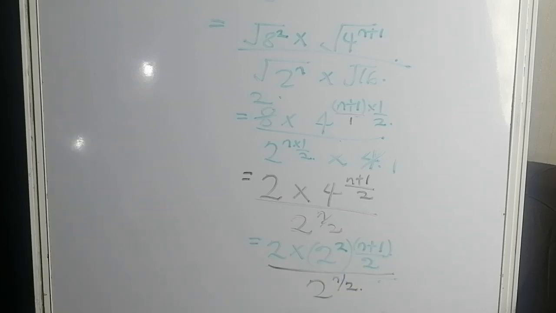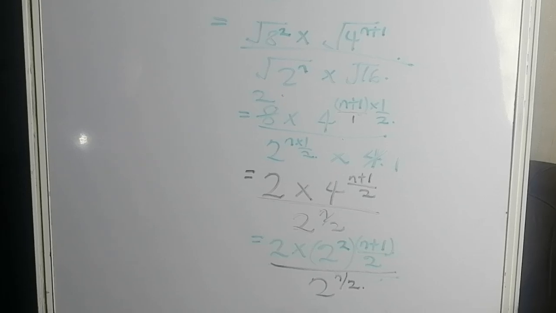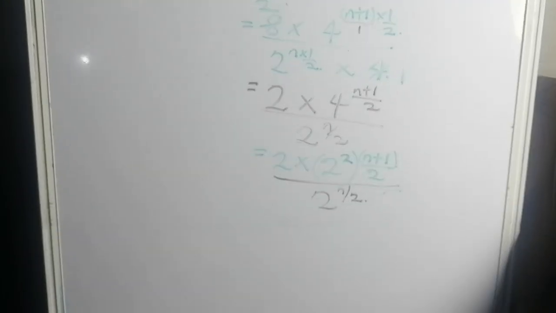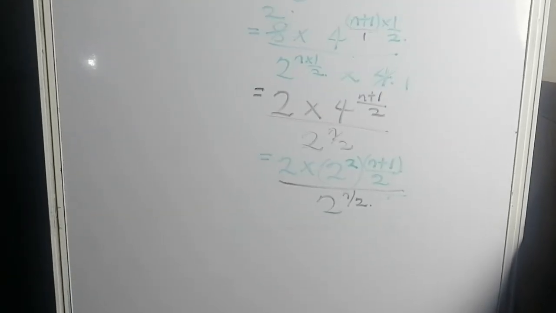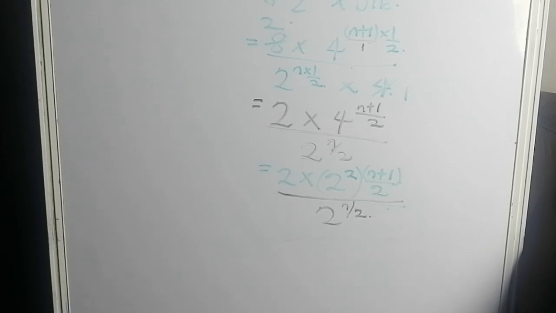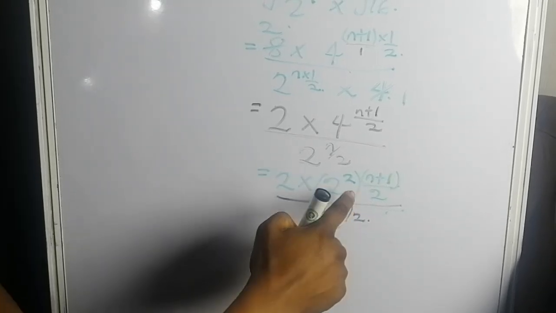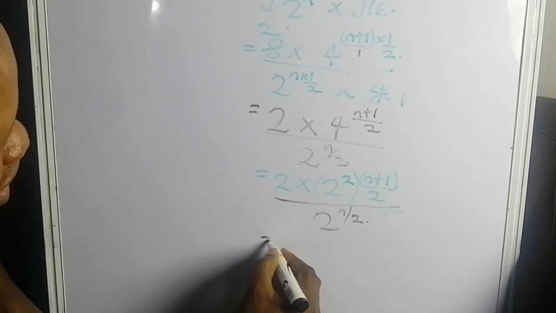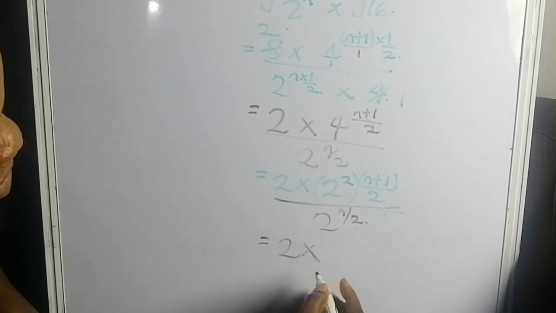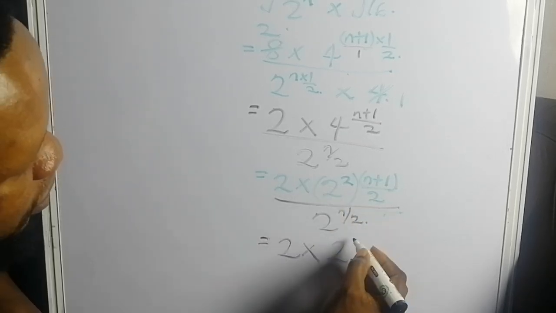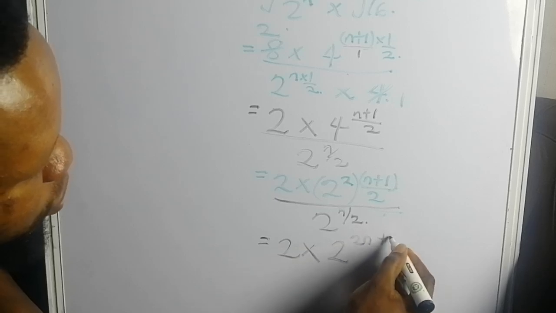Don't make that mistake, because if you make that mistake, you might not be able to get the correct answer. So please don't make that mistake. Ensure that you cover that power of the numerator. That's n plus 1. So it means at the end of the day, you have 2 times 2 raised to power 2n plus 2.